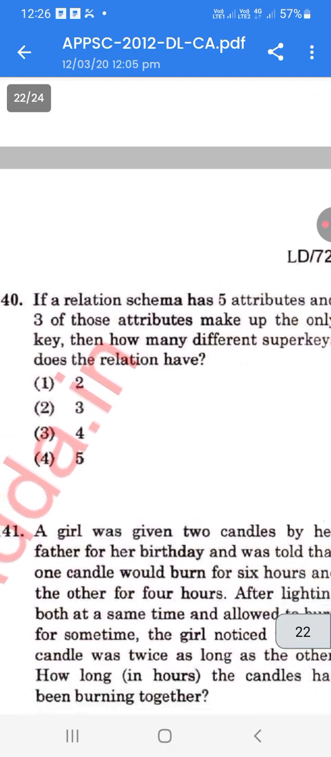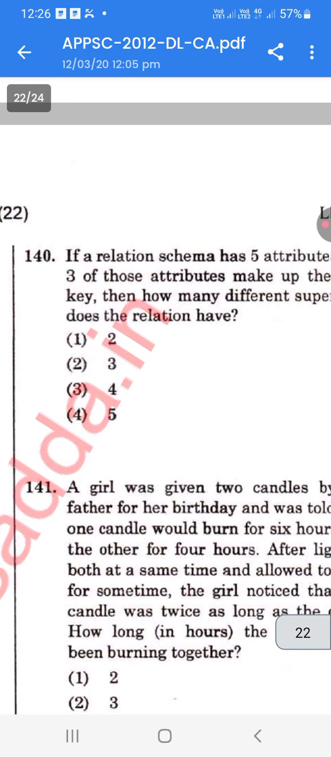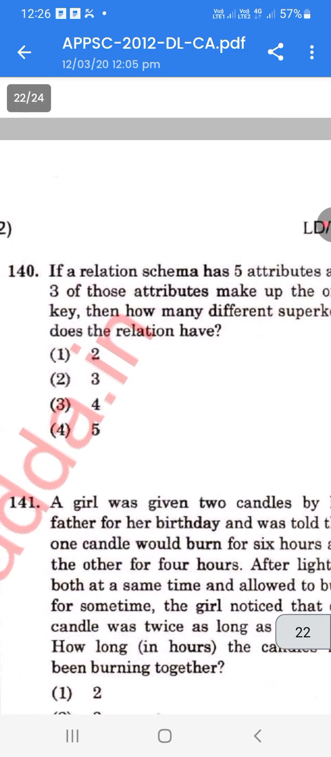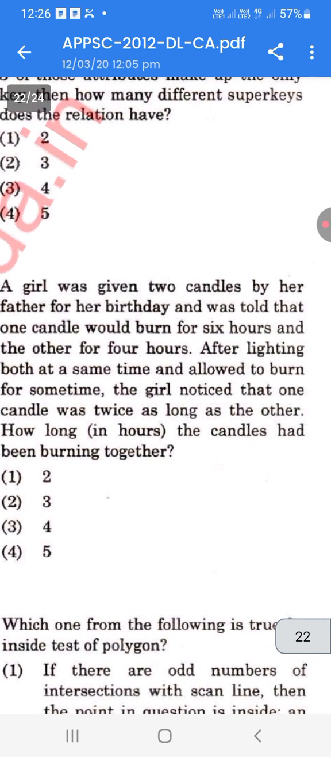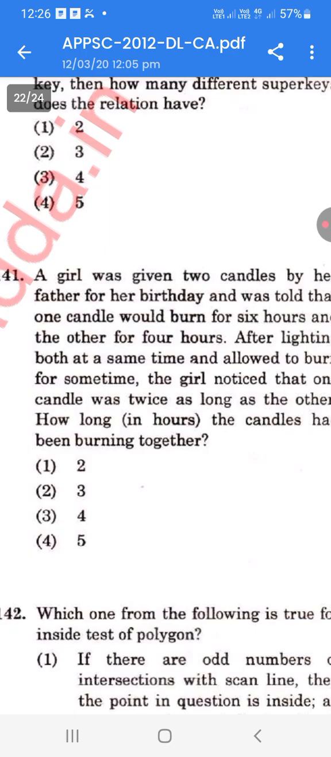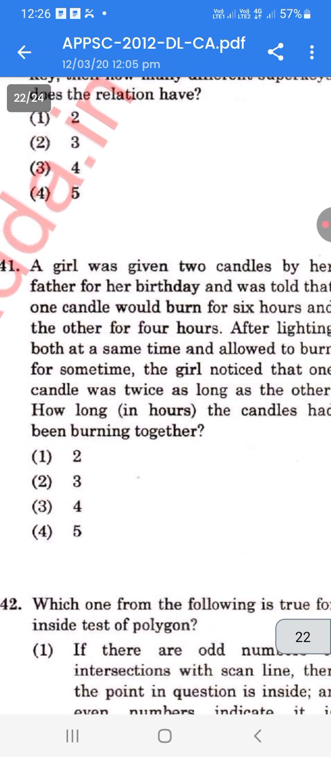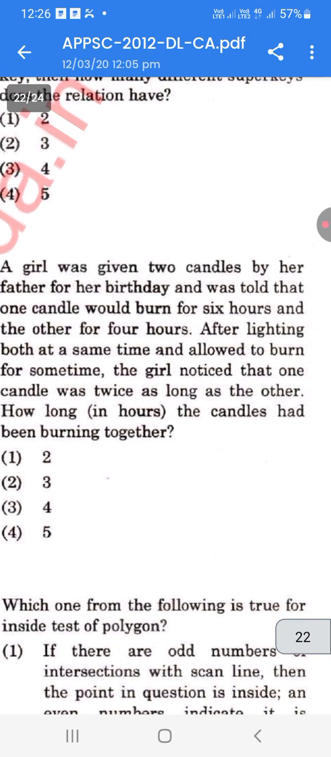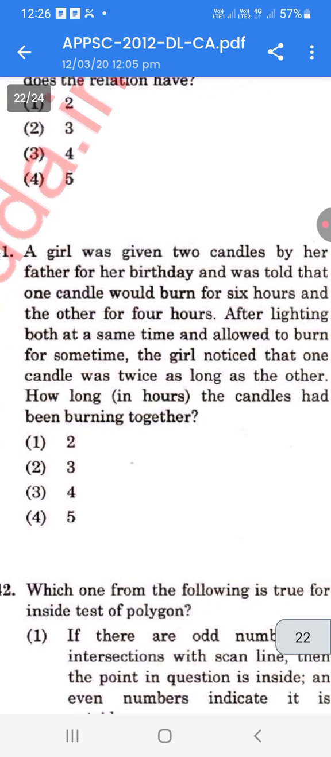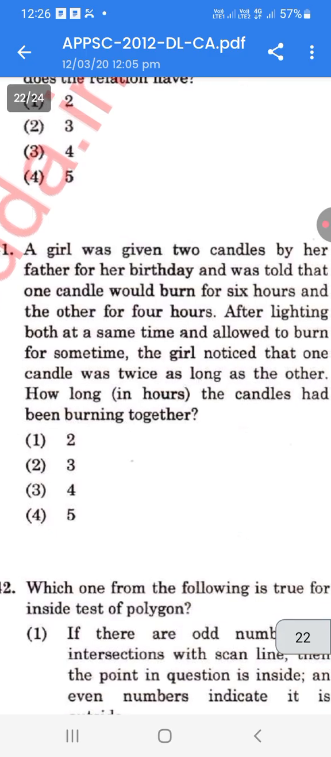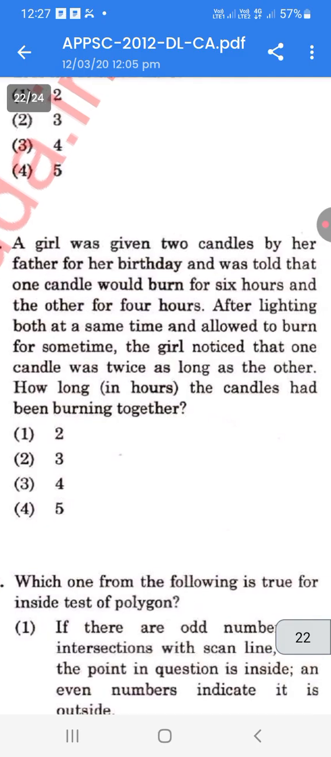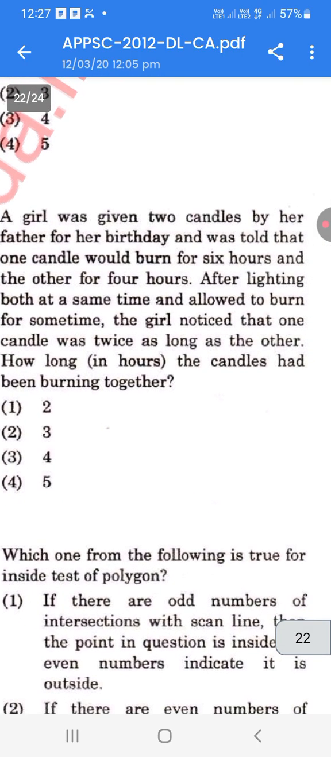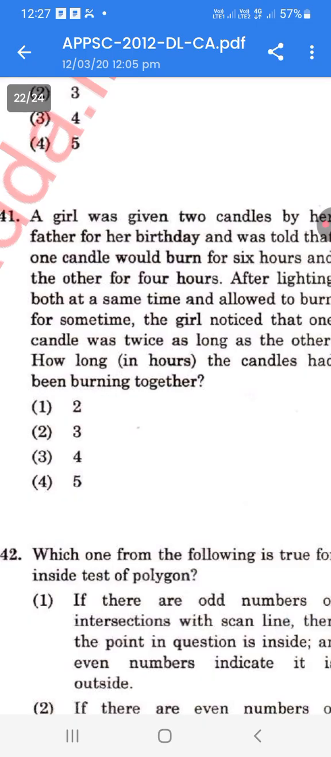If a relation schema has 5 attributes and 3 of these attributes make up the only key, then how many different superkeys does the relation have? 143. 4. A girl was given 2 candles by her father for her birthday and was told that one candle would burn for 6 hours and the other for 4 hours. After lighting both at the same time and allowed to burn for some time, the girl noticed that one candle was twice as long as the other. How long in hours the candles had been burning together?